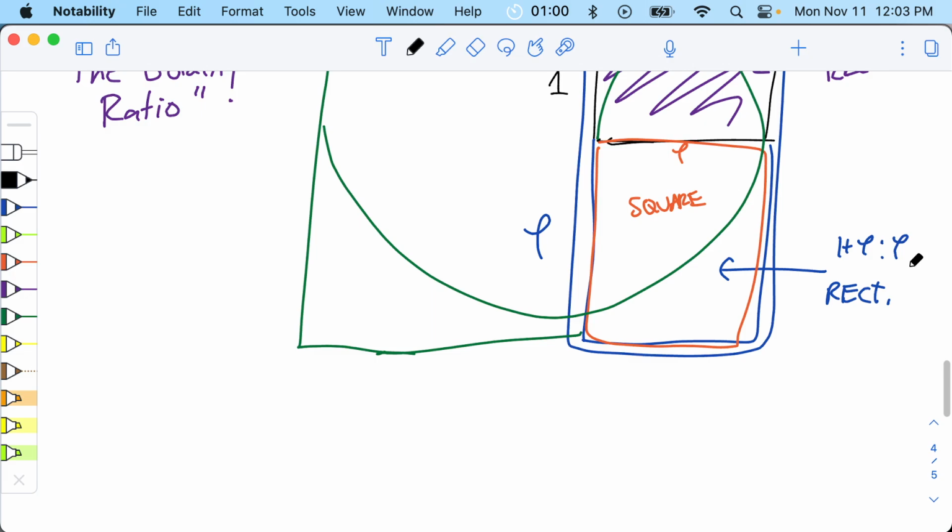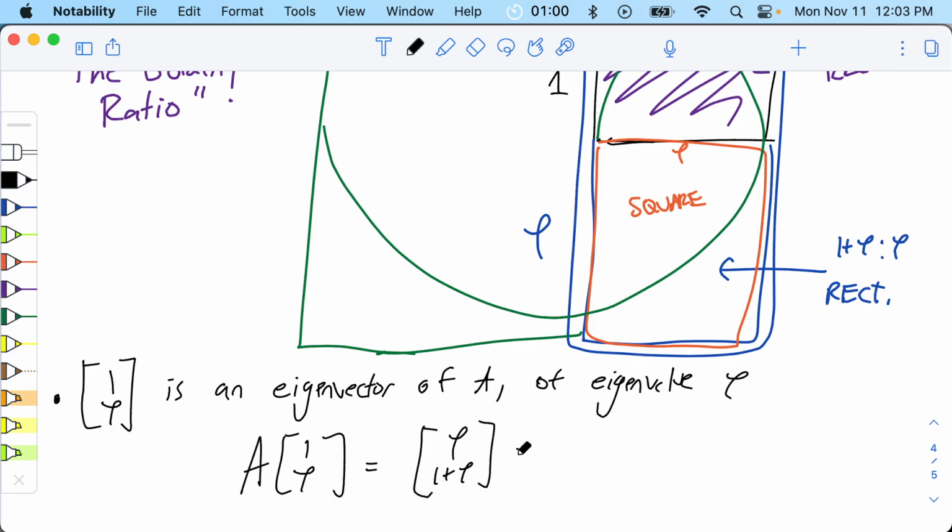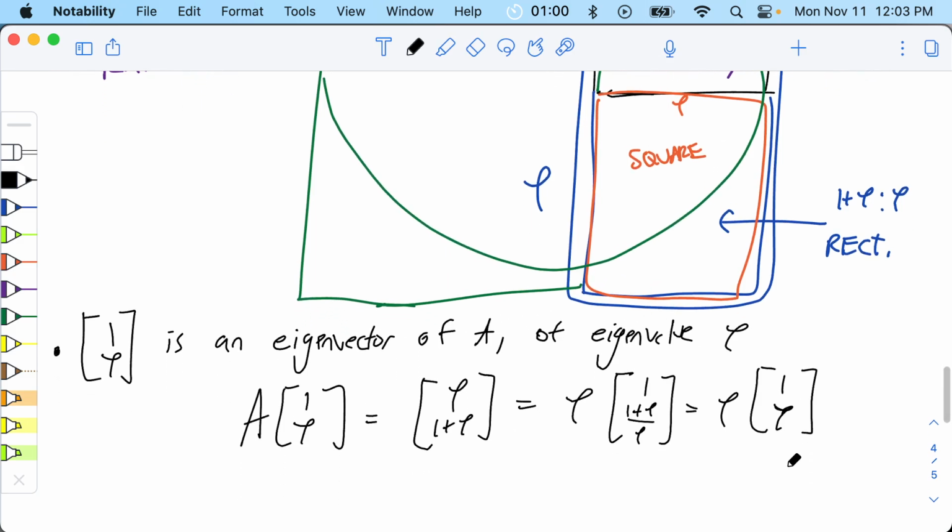And what we have seen is that (1, phi) is an eigenvector of A of eigenvalue phi. Amazing. And that's because A times (1, phi) equals (phi, 1 plus phi), which equals phi times (1 plus phi over phi), which equals phi times (1, phi). And that's because the golden ratio satisfies this property that it has this self-similarity where this ratio equals phi. Okay, great. Okay, (1, phi) is an eigenvector.